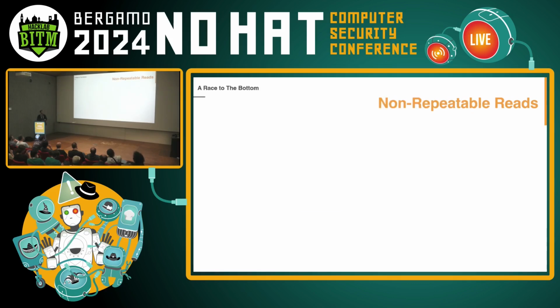Moving on, next we have non-repeatable reads, and this is a phenomenon that happens if a single transaction performs the read operation twice, the same read operation twice. And let's look at an example to actually understand what that means.